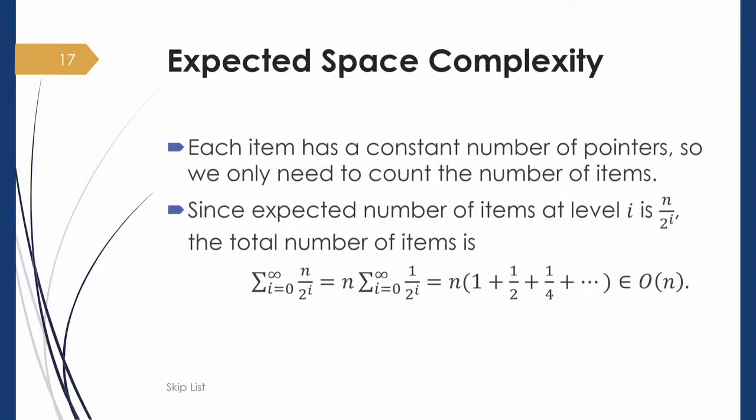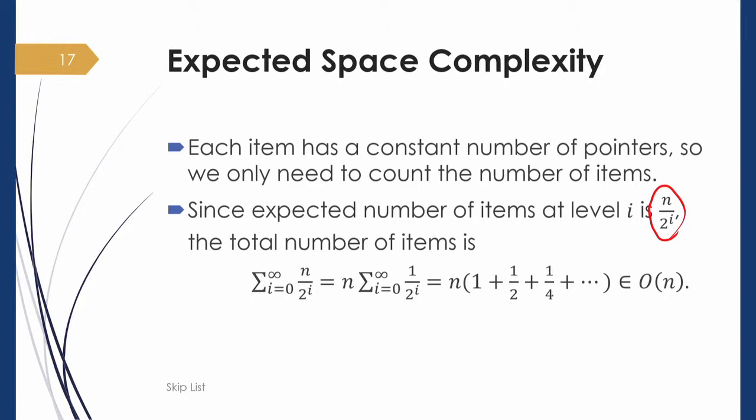So, we do not need to count the number of pointers, we just need to count the number of items, and that will give us a handle on the space complexity of the skip list. And so, let us focus on that. Let us look at the expected number of items at level i. We already saw that each item gets promoted to level i with probability 1 over 2 raised to the i, and there are a total of n items. So, that expected number is n over 2 raised to the i.